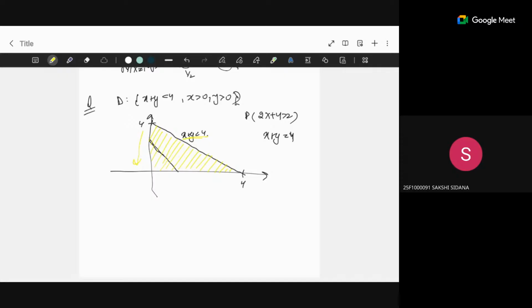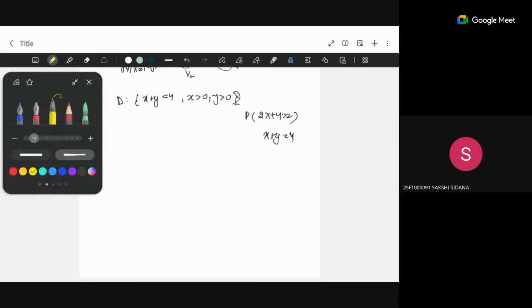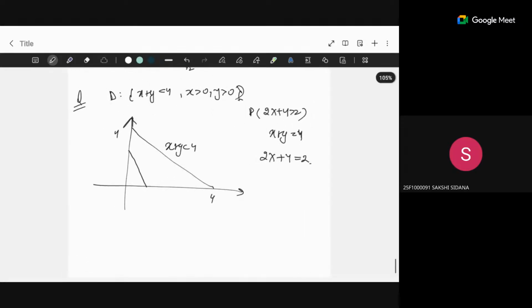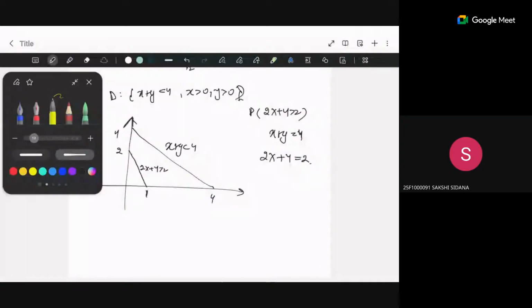Okay. Now, the second thing is I have this equation 2x plus y equals to 2. If you put this value, you will get this line where my y is 2 and my x is 1, right? So it is 2x plus y greater than 2. We need to find out greater than 2. That means we need to find out which region? This region?